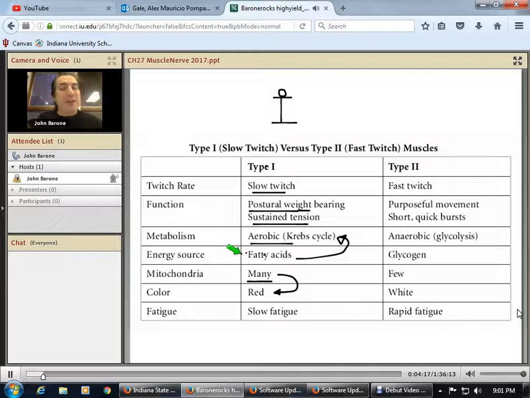Now let's talk about type 2. Before I got smart like you and became a doctor, I was an amateur boxer. I fought in the Golden Gloves. And I'll never forget my boxing days.